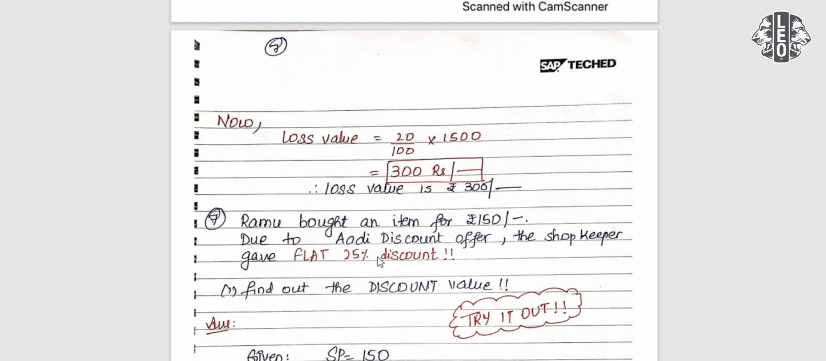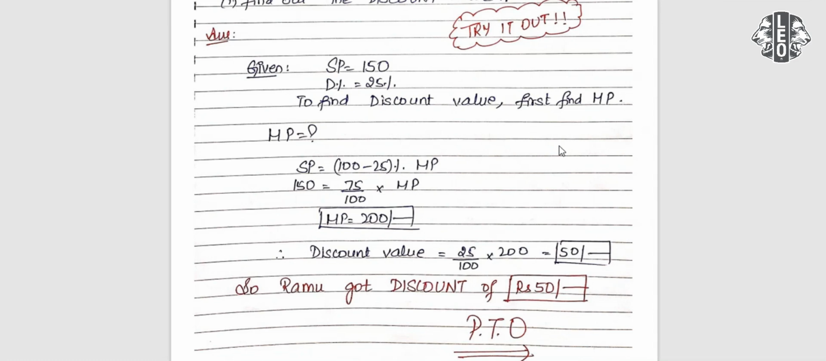Please note down. Then due to this discount offer, the shopkeeper is giving a flat 25% discount. They are asking to find out the discount value. As far as the shopkeeper is concerned, how much discount is he giving in money? So you have to find out that. Given that the bought price or the selling price is 150 rupees, and the discount is 25%. Okay, so 1/4 discount is 25%.